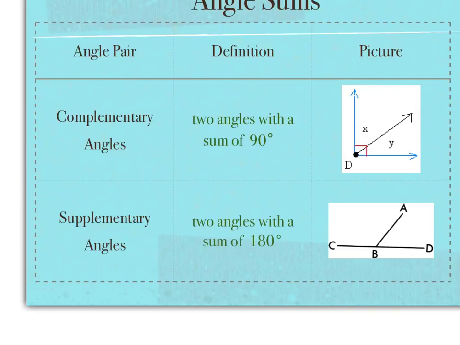Complementary and supplementary always refer to a pair of angles. You're never going to have just one angle that's complementary. I get that answer a lot. What do you know about that angle? Oh, it's complementary. That angle by itself can't be complementary. Complementary refers to two of them. Got those pictures down okay?